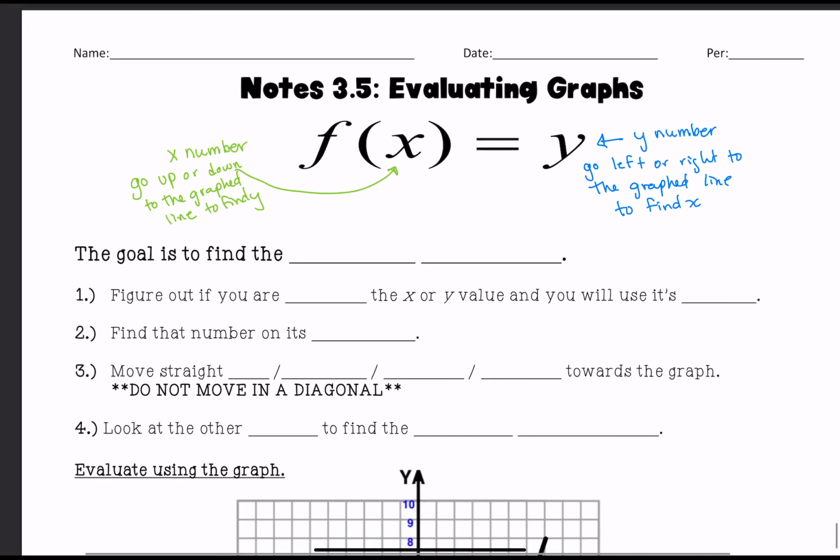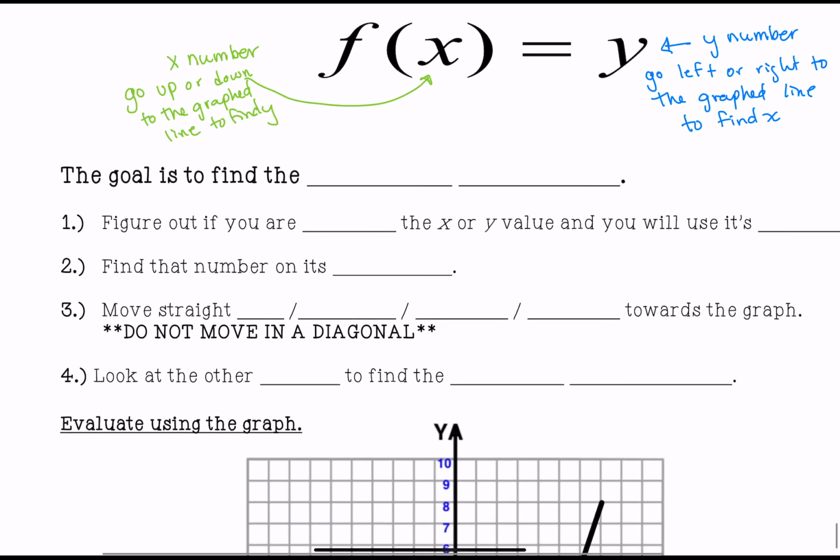Okay? So those two, this green and this blue, aren't going to make sense until we do some examples. But the whole goal is to find the number partner. That's it. If we're given x, we find its number partner y. If we have y, we have to figure out x. So first you got to figure out if you're given the x or y value, and you will use its axis. Then you're going to find that number on its axis. So if I have the x number, I'm going to look at the x-axis. If I have the y number, I'm going to look at the y-axis.